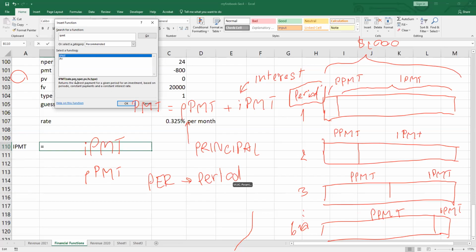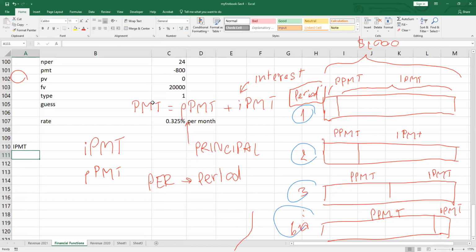Period is just like the month number or quarter number like this. You have to specify what period you would like to know the interest amount, because the interest amount will be different in each period of time. That's why you have to specify it as well. But for the rest of the arguments, they are the same. Okay, so now I'll show with the example.